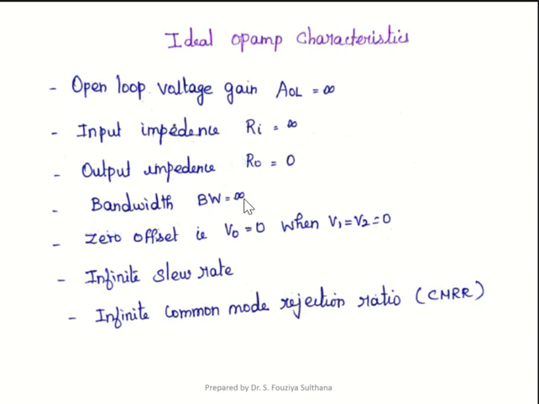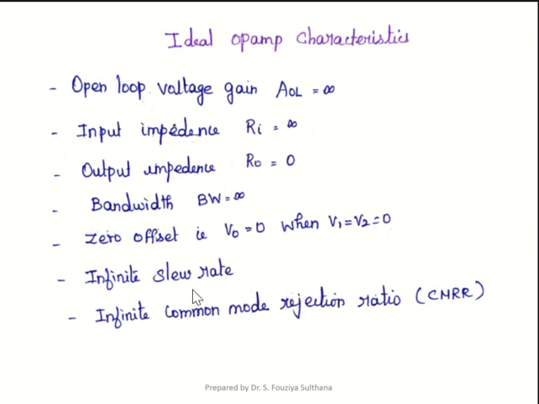Then the bandwidth should be infinite. That is, it should support all the frequencies from 0 Hz to infinite Hz. It should have 0 offset. That is, whenever V1 and V2 are equal to 0, the output should be equal to 0 volt. Apart from these, we have some characteristics like slew rate and common mode rejection ratio. Both should be infinite for the ideal op-amp.